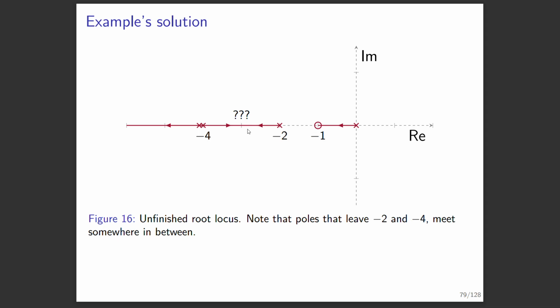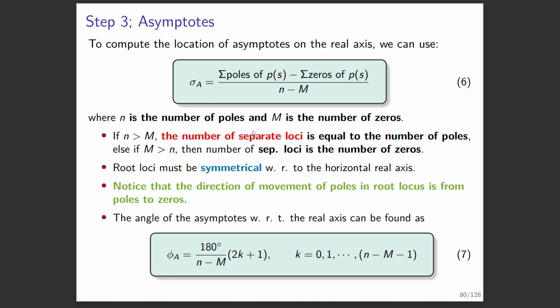What happens then? Well, they go to infinity like this, or like this, or like this. So somehow they always go to infinity. So asymptotes show me the direction that these two poles are going to move. When I realize that these two poles are going to meet somewhere in the middle, I'm going to say, oh, okay, now I need an asymptote. I need to find the location and the angle of asymptotes from the equations we saw before. This is the equation that helps me compute the location of asymptotes on the real axis, and this is the equation that helps me find the angle.